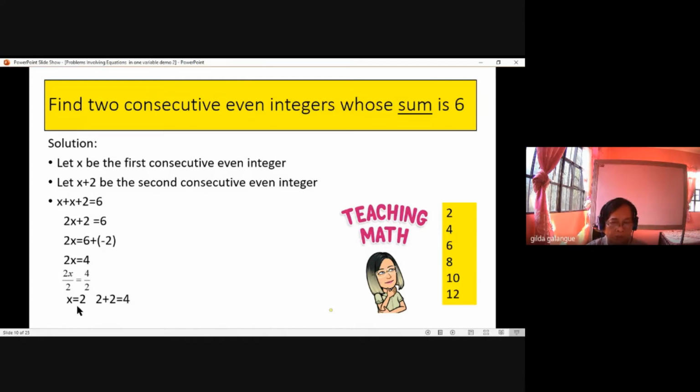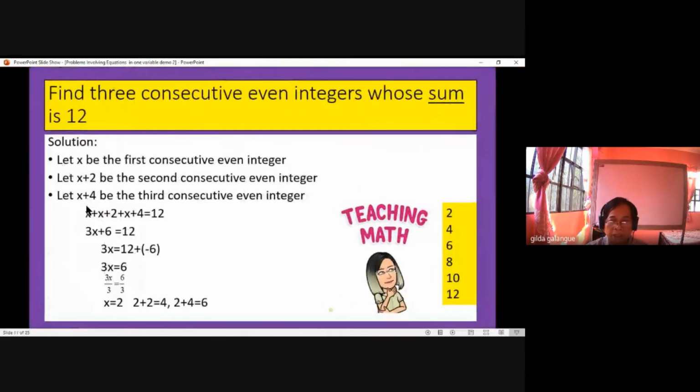So, x is 2. If x is 2, this is x plus 2, and this is 2 plus 2, and 2 plus 2 equals 4. So we have 2 is the first consecutive even integer, 4 is the second consecutive even integer, while the total of 2 and 4 is 6.